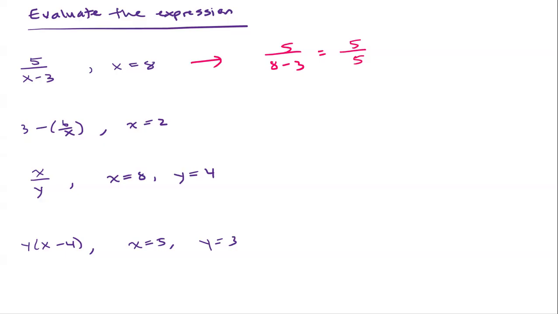Well, what do we know about 5 divided by 5? Well, I can reduce this expression to what? 1, right? Because 5 divided by 5 is equal to 1. All right, so I just evaluated the expression. Okay. All right, so why don't you guys try the next 3 here?